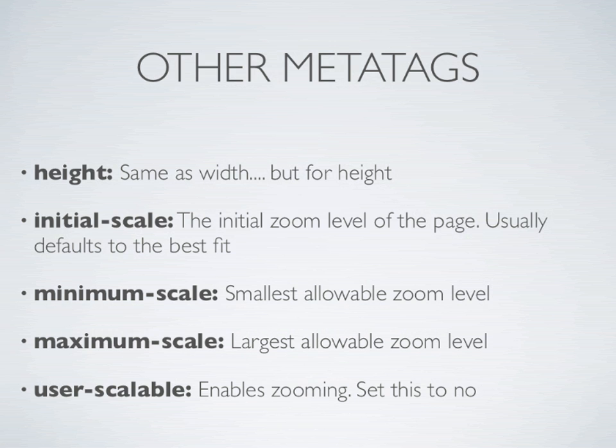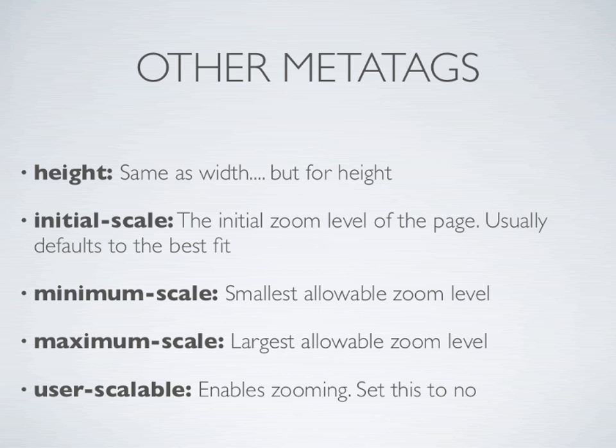While we're on the topic of meta tags, there's actually a whole bunch of them that you can use in the same way. There's the height meta tag, which unsurprisingly sets the height of the viewport in pixels. As with the width attribute, we can set it to the height of the screen using device height. Initial scale, this is the initial scale of the viewport, in other words the zoom level. This usually defaults to whatever value will fit the entire width of the page on the screen.